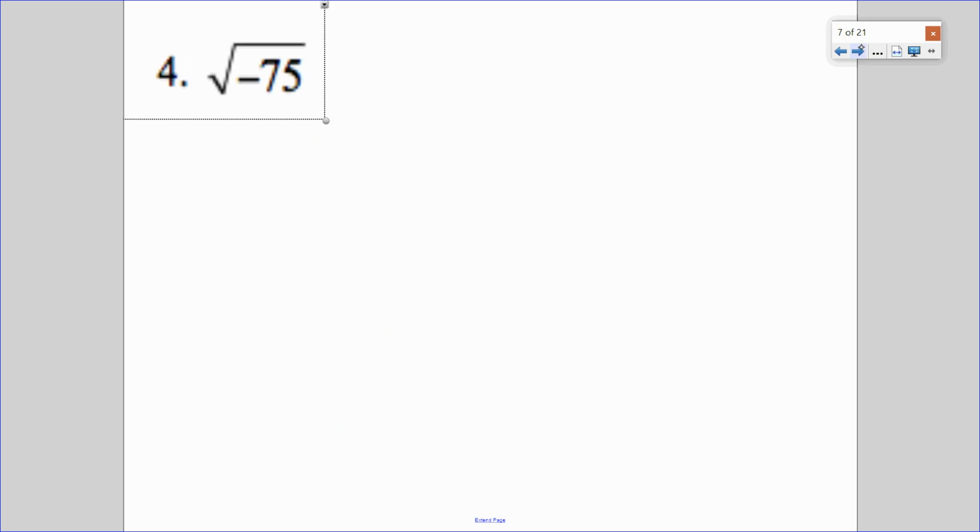I want you to try number 4 on your own. Why don't you pause it? Okay, let's go over number 4. So first step, to get rid of the negative inside the radical, it becomes an i and goes outside.